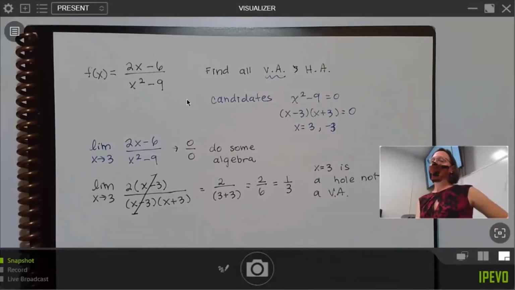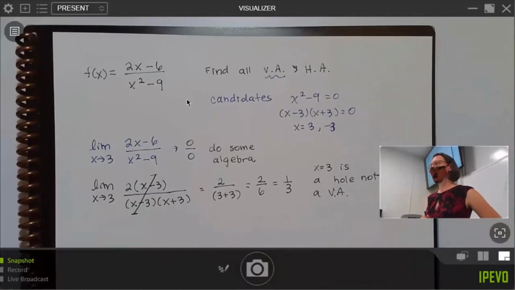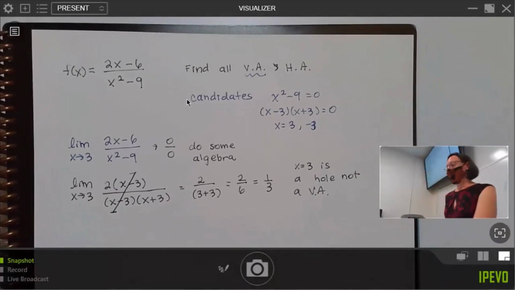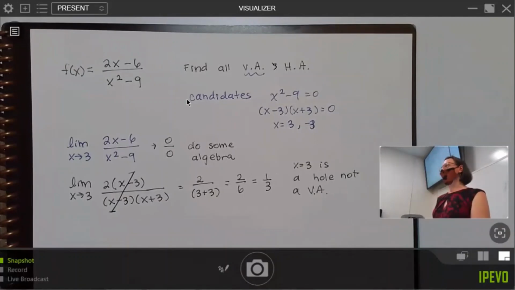Yes. So we're always going to look at the denominator of a fraction for candidates for vertical asymptotes. We have now eliminated one of our candidates, but we should go check the other one to see if it's a vertical asymptote. I know x equals 3 is a hole because I have a factor that cancels out, which also makes this a removable discontinuity.